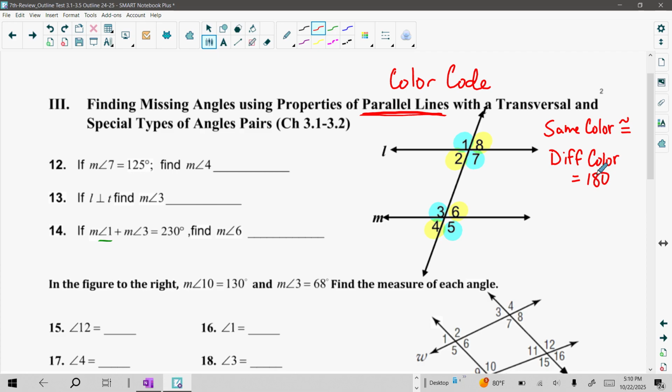So I'm just going to go over a couple here. Each one of these is a different question. So it's saying here, if the measure of angle 7 is 125, so if I put 125 here, they want us to find the measure of angle 4. Well, if I look, 7 and 4 here are different colors. That means they're supplementary. So I'm going to have to do 180 minus the 125, and we get 55.